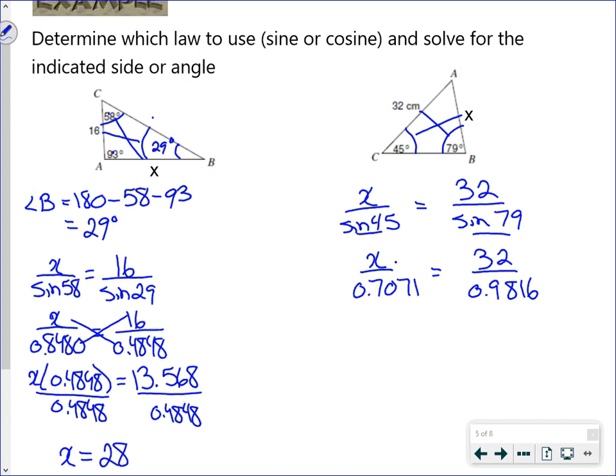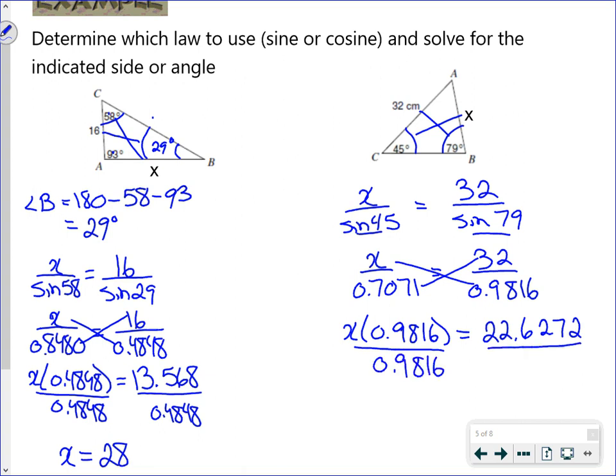So cross multiply. So we'll get x times 0.9816, and this will equal the other half of our cross multiplication. So 32 times 0.7071, which is 22.6272. Now divide out that 0.9816 from both sides. When we do that, x will equal 23.05, and we know in this example we're working with centimeters, so 23.05 centimeters.